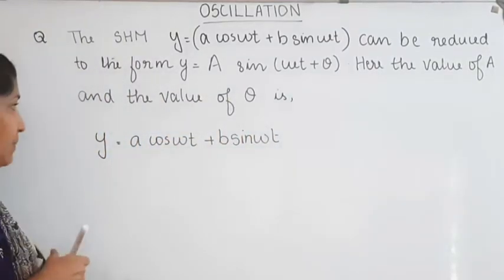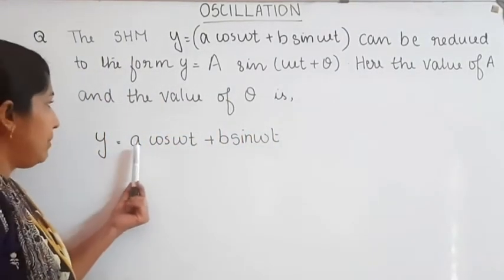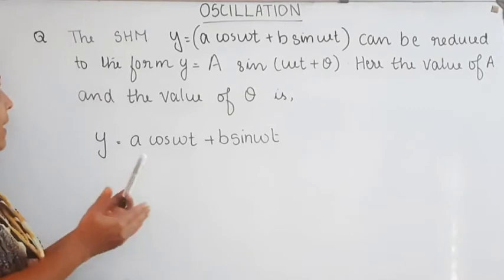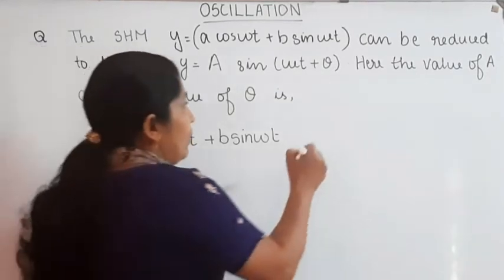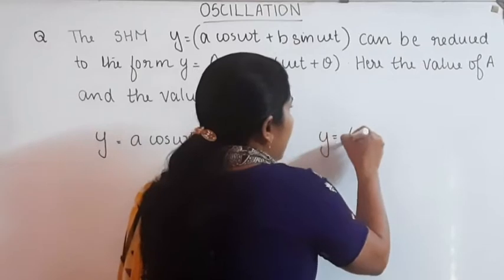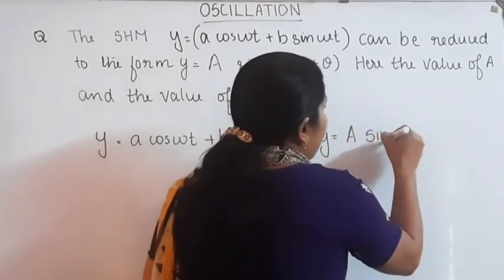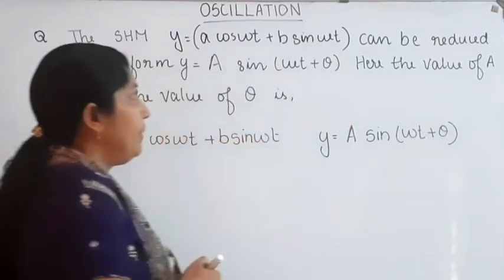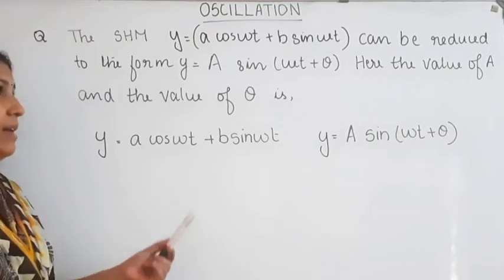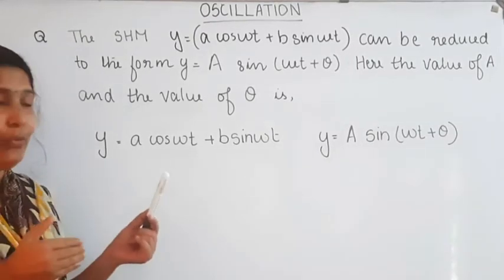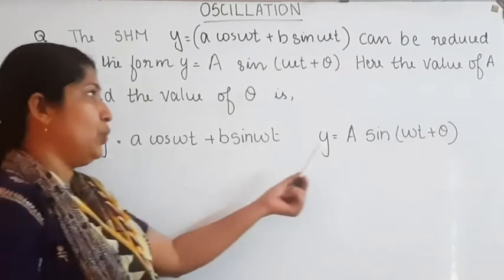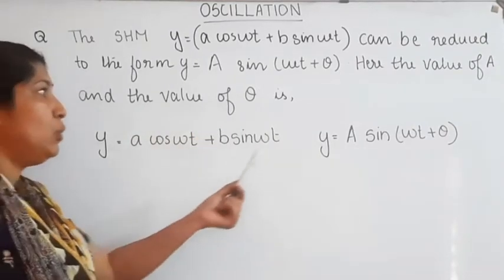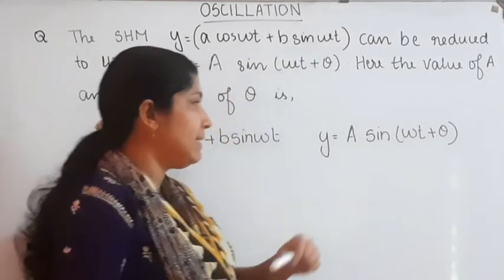Here the displacement is represented by two terms. The first term is a cos omega t and the second term is b sin omega t. It can be reduced to the form y is equal to A sin(omega t plus theta). Our first task is to find the value of A, the resultant amplitude, and the second is the value of theta, the initial phase angle.